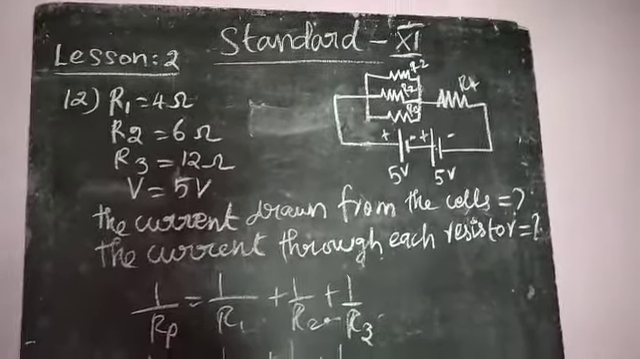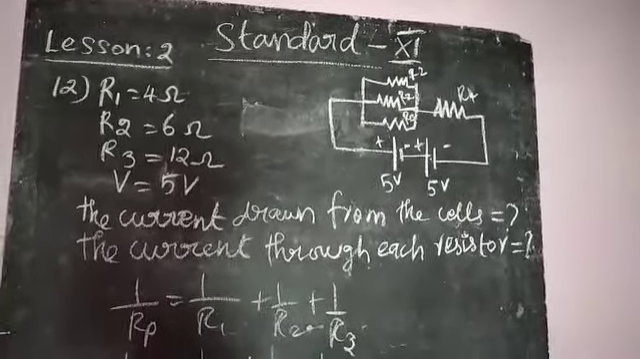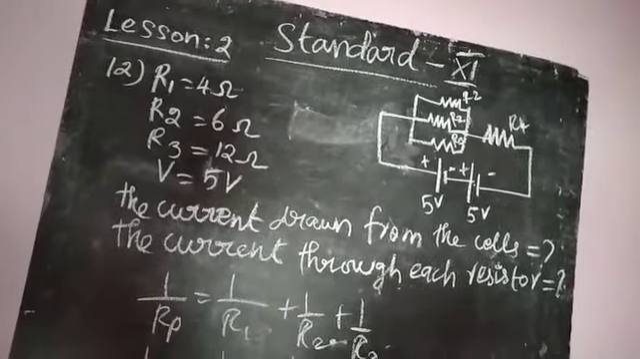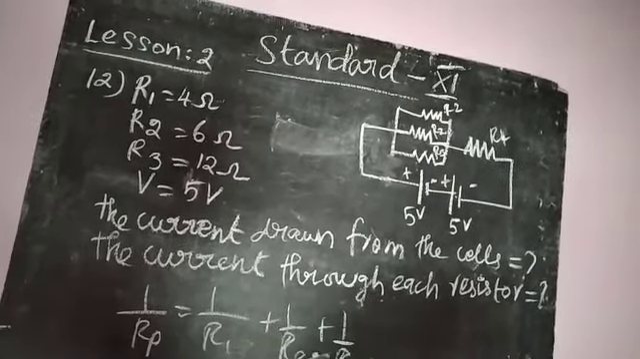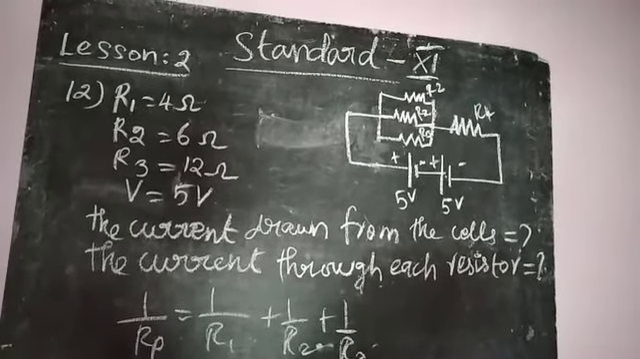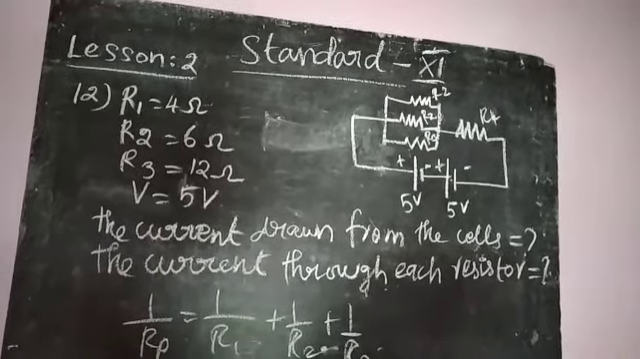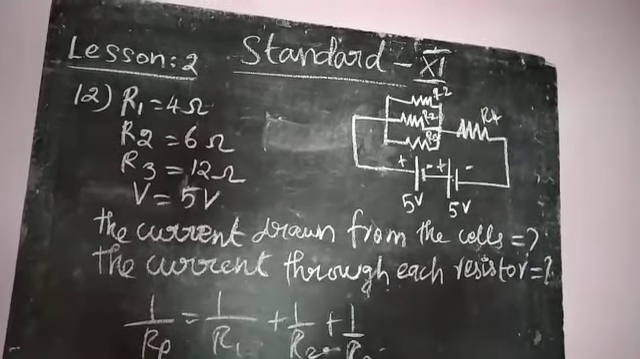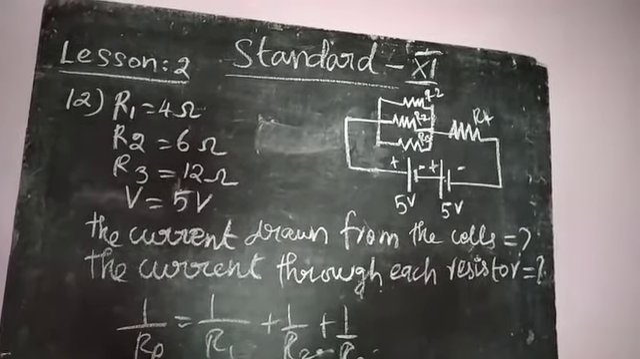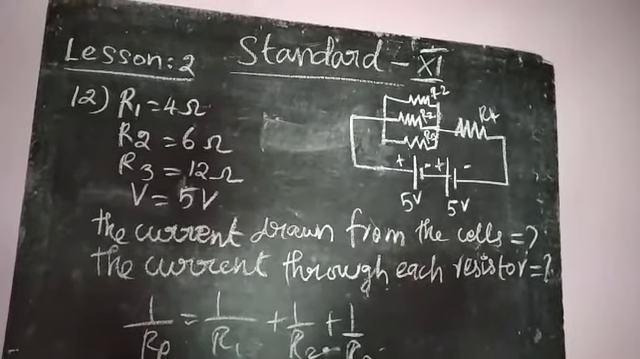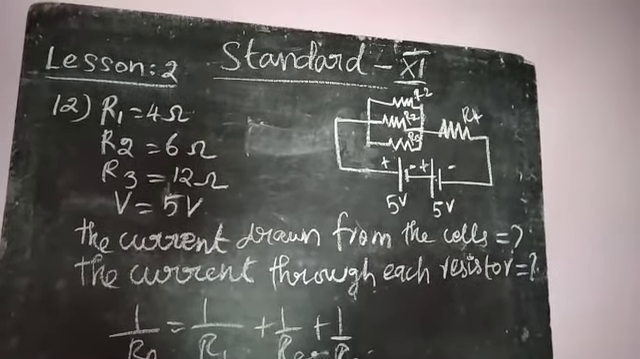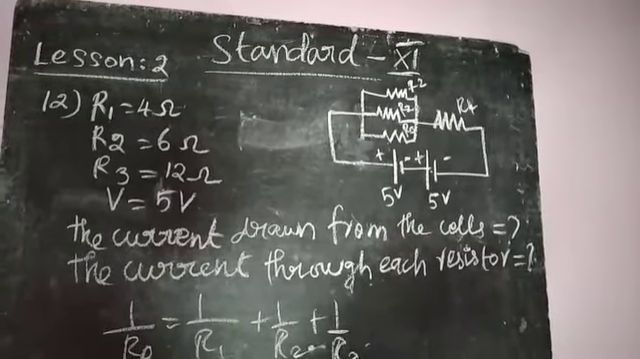Now I am going to teach 12th standard physics lesson number 2 numerical problem number 12. Two cells each of 5 volt are connected in series with 8 ohm resistor and 3 parallel resistors of 4 ohm, 6 ohm and 12 ohm. Draw a circuit diagram for the above arrangement. Calculate the current drawn from the cells, current through each resistor.